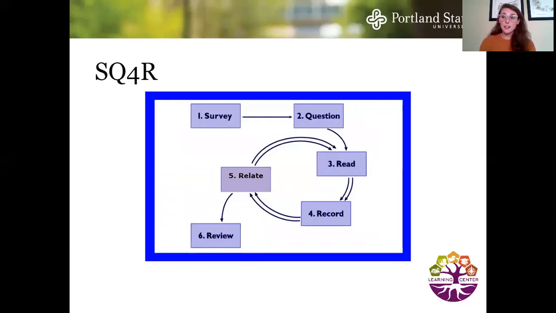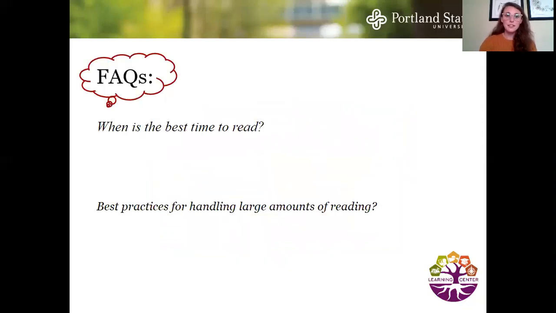SQ4R, we're starting with our survey or our scan. We're asking some questions of ourselves. We're reading, recording or reciting, relating it to ourselves, and then that last step being review. So a couple FAQs, frequently asked questions with reading. When is the best time to read?